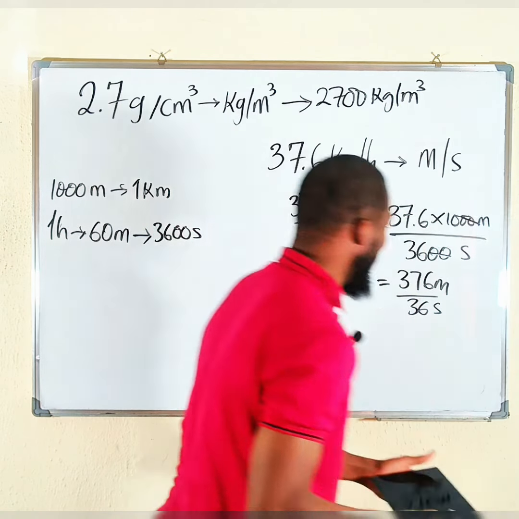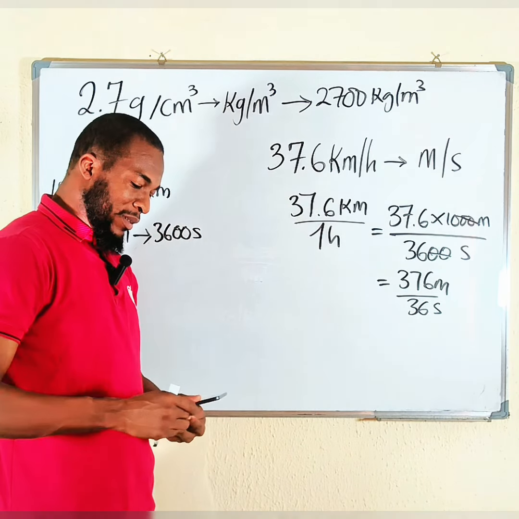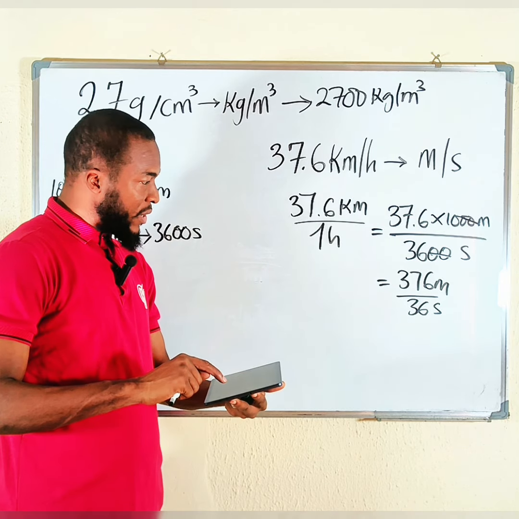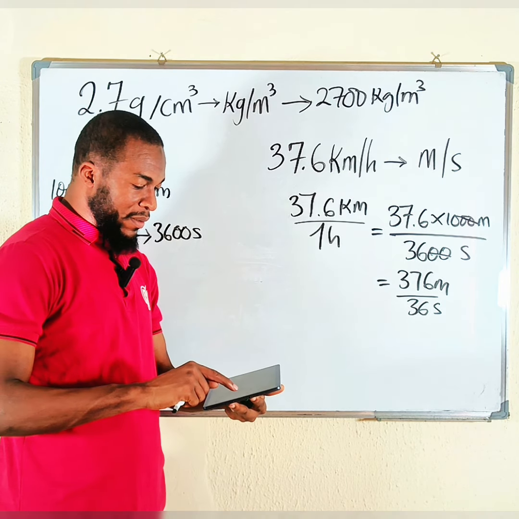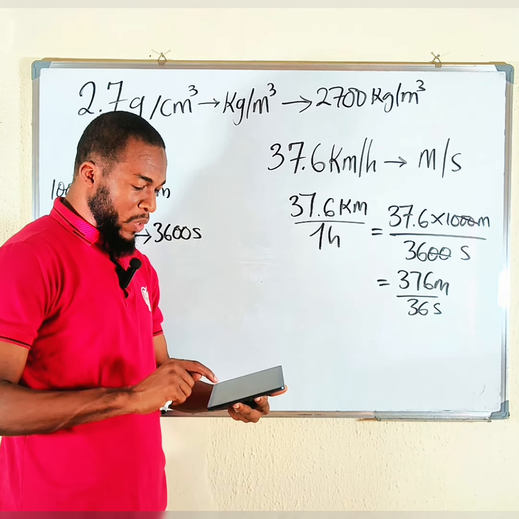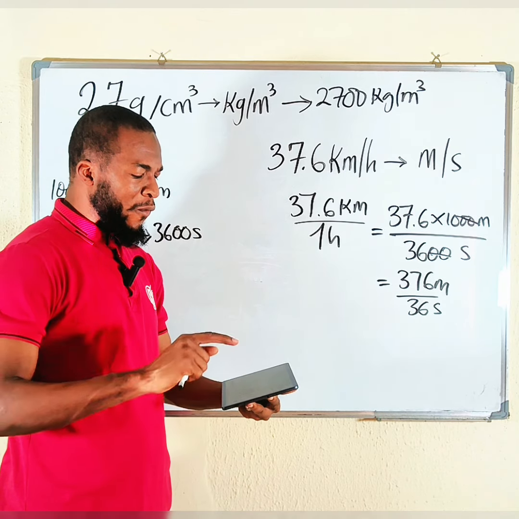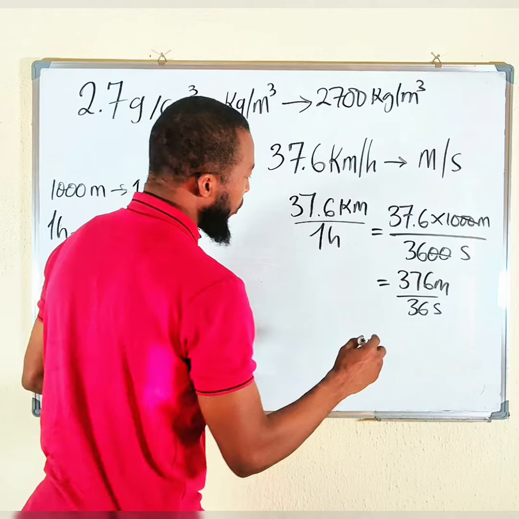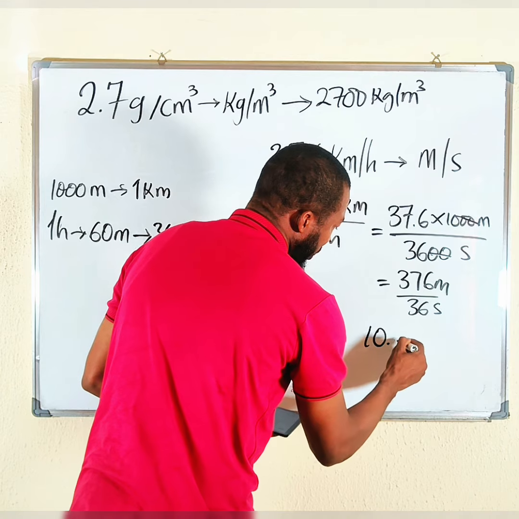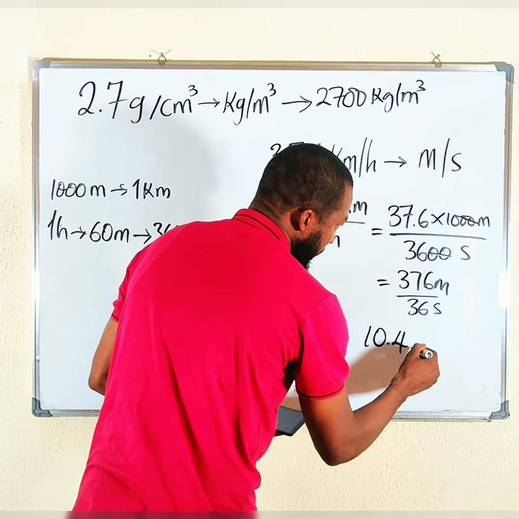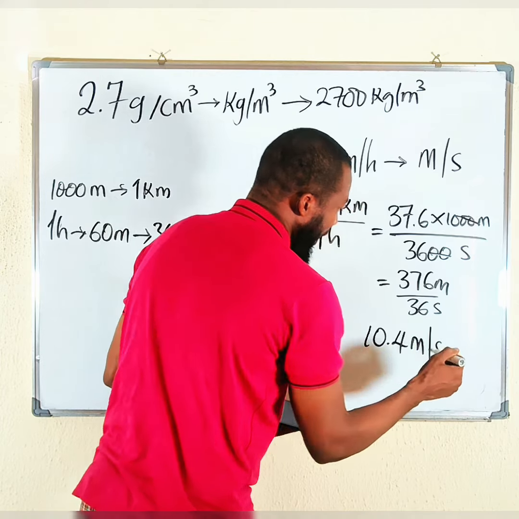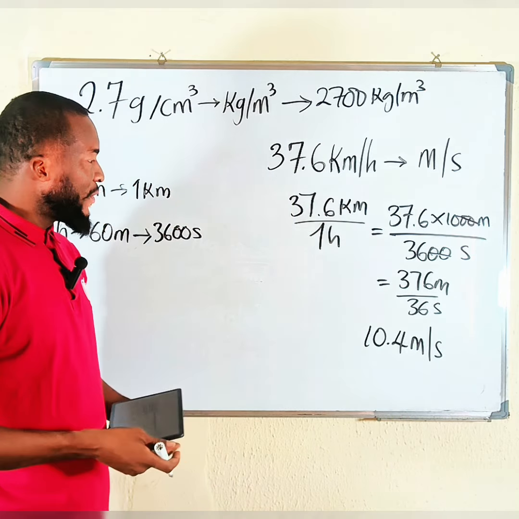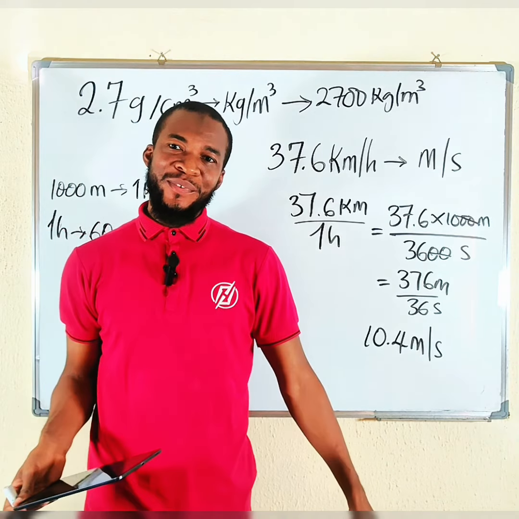Let me do that real quick. 376 divided by 36 is 10.44444. Let's just write it as 10.4. So we have 10.4 meter per second. Yes. So these are the conversions. Very simple, right?